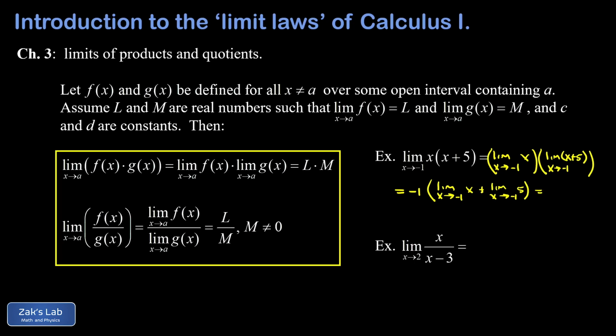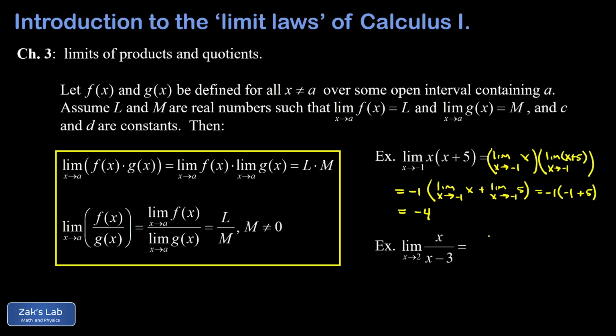And we know the rule for each of those. I'm going to carry the negative 1 over here. The limit of x as x goes to negative 1 is just negative 1. And the limit of 5 as x goes to negative 1 is just 5. So I end up with a negative 1 plus 5 in those parentheses. And cleaning things up, inside the parentheses, that's 4, and I'm multiplying it by negative 1. So the value of this limit is negative 4.